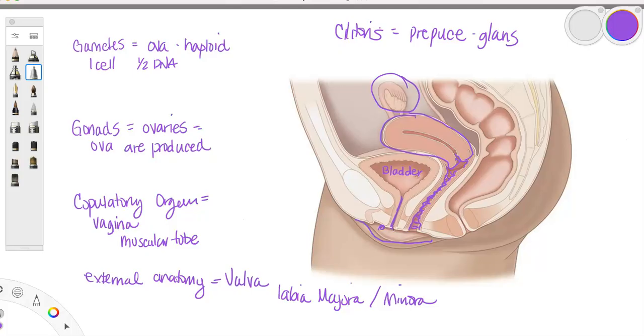Okay, so that's basically the female anatomy. So let's look at how we make gametes. So let's look at how we make sperm.